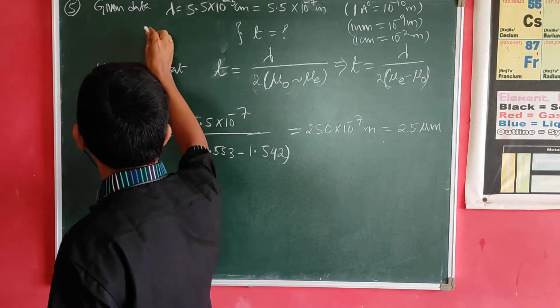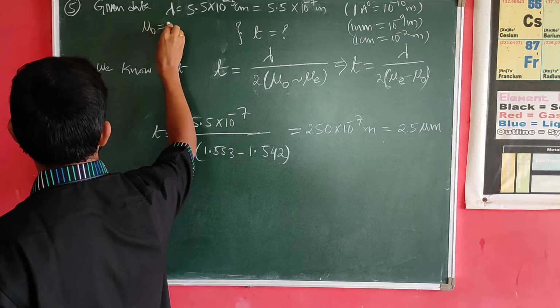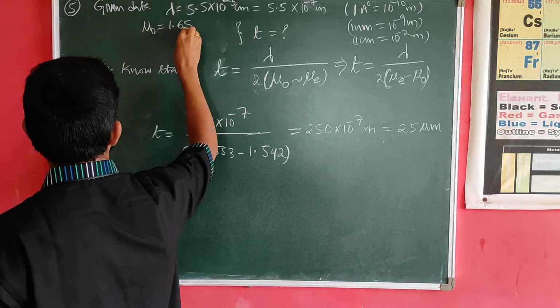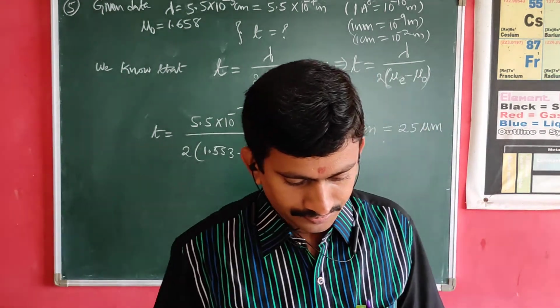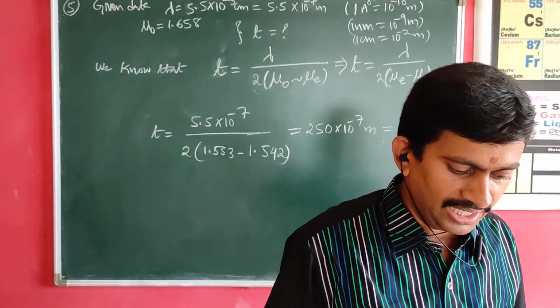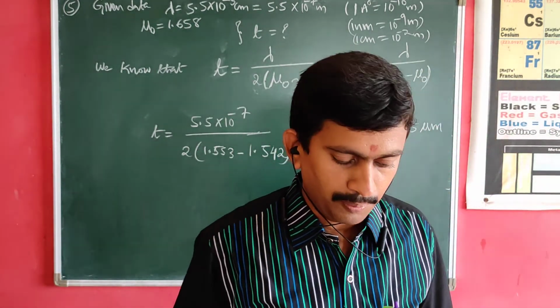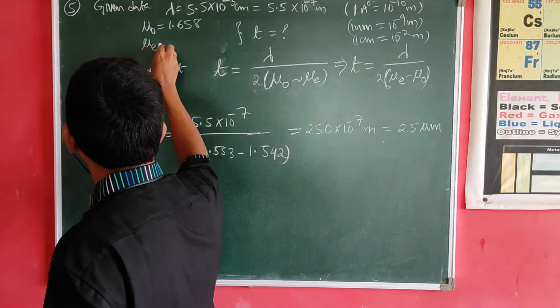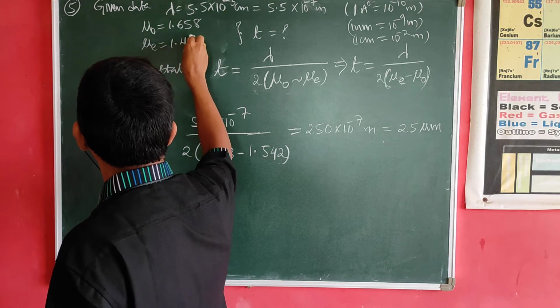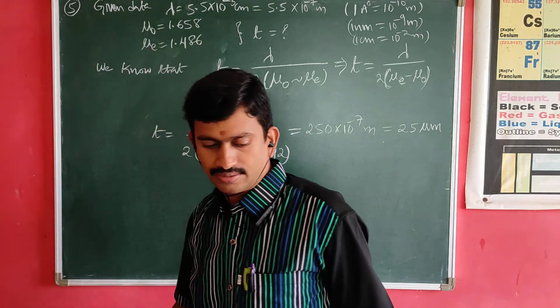The refractive index of calcite for ordinary ray is 1.658, and for extraordinary ray it is 1.486.